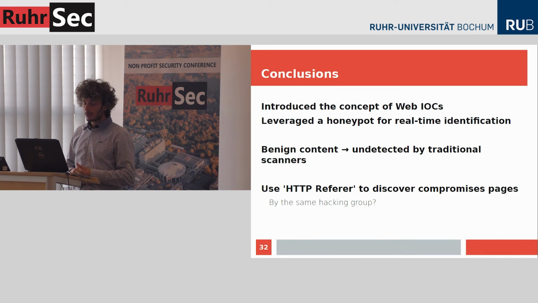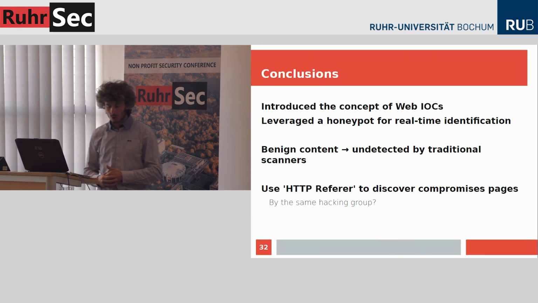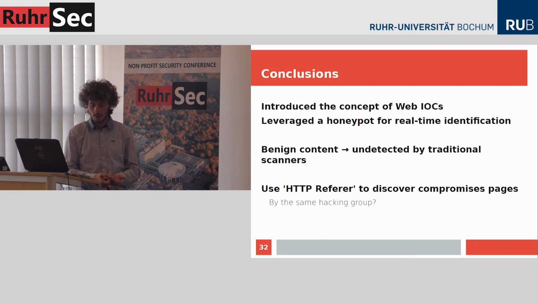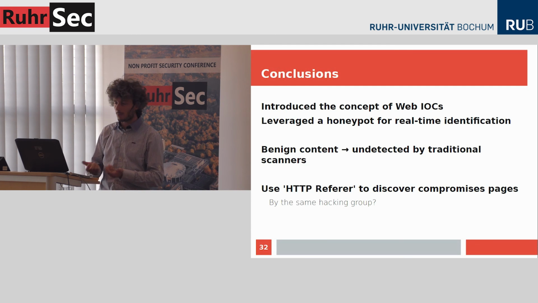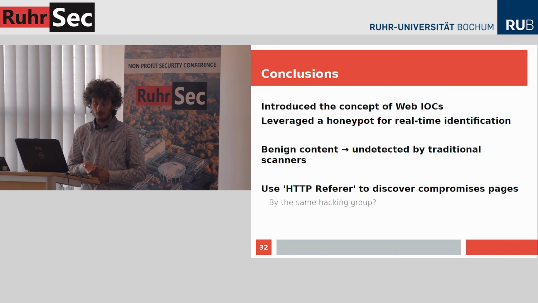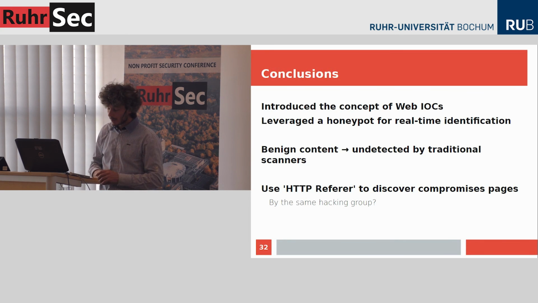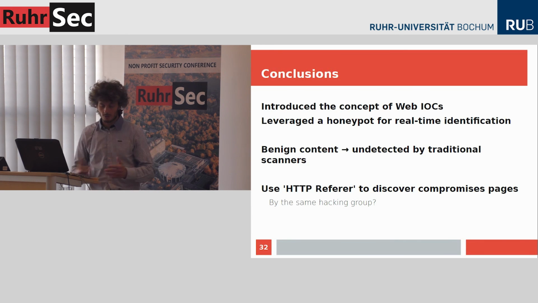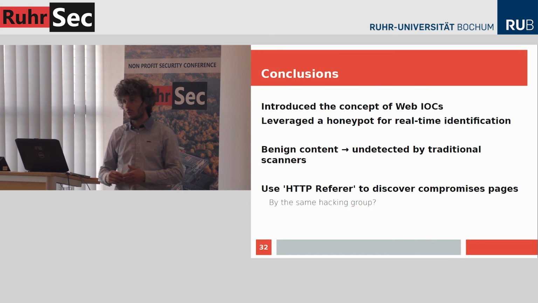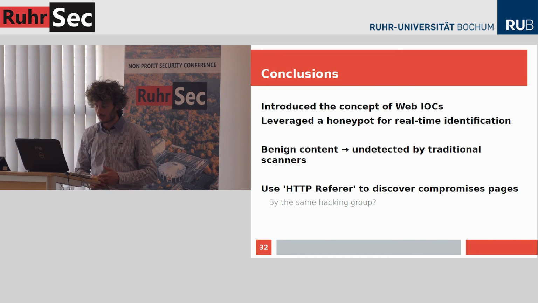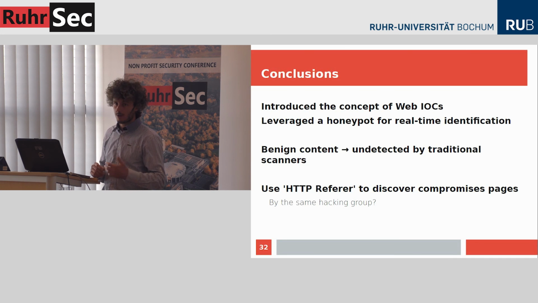To conclude, what we did here was introduce this concept of web indicator of compromise, and we have this system in place that uses open source technology to detect valid indicators of compromise. It's pretty helpful in detecting websites that have been compromised by, for example, the same hacking group, including sites used for phishing or for affiliate programs, as well as for installing drive-by downloads.